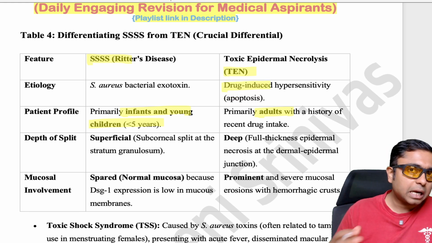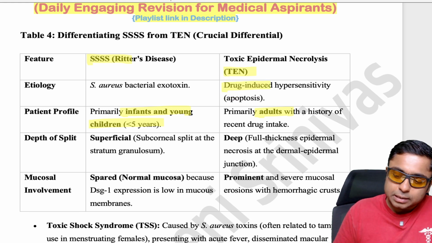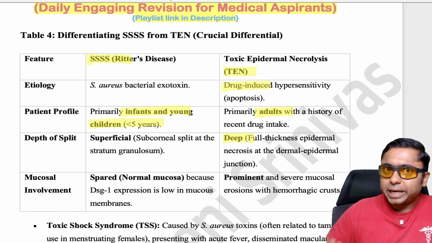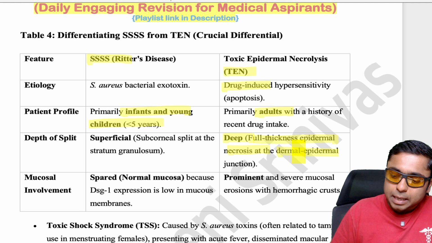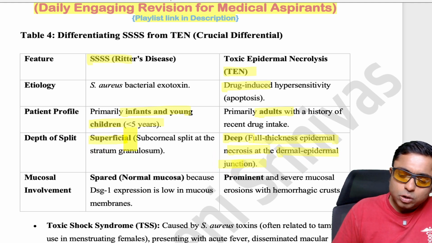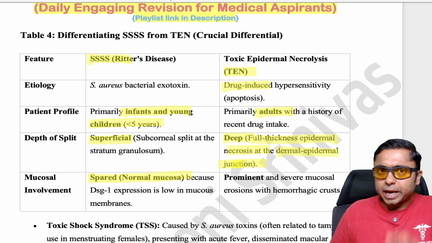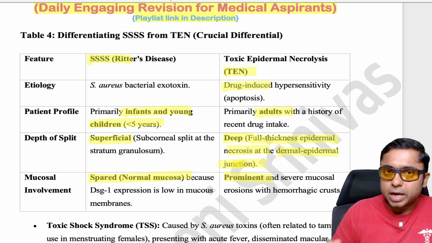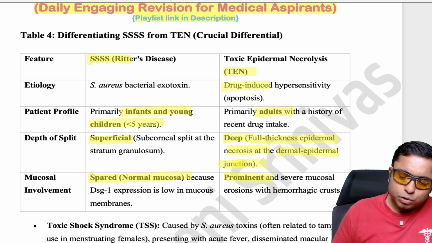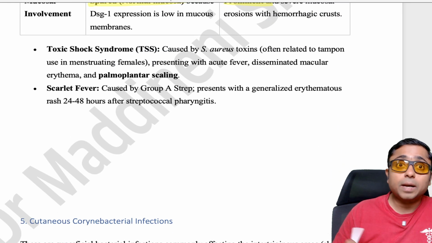And of course it is drug induced, TEN, toxic epidermal necrolysis. It's going to be deep. It's going to cause necrosis of the skin at the dermoepidermal junction. Here it is going to be a superficial subcorneal split, and mucosa is going to be spared in SSSS, whereas it's going to be very prominently involved with hemorrhagic crusting in TEN patients. So these are some of the differences which are very, very important.